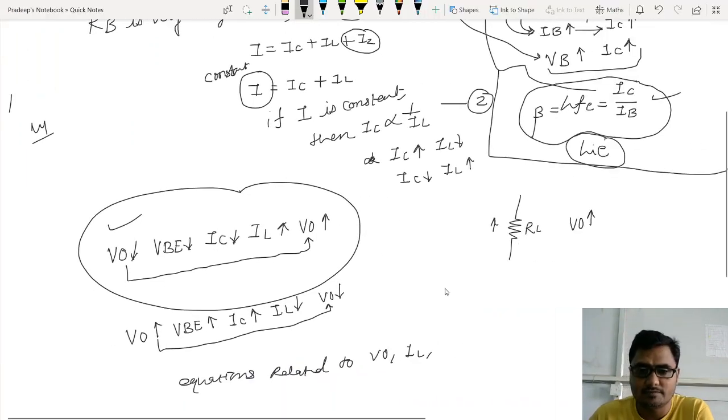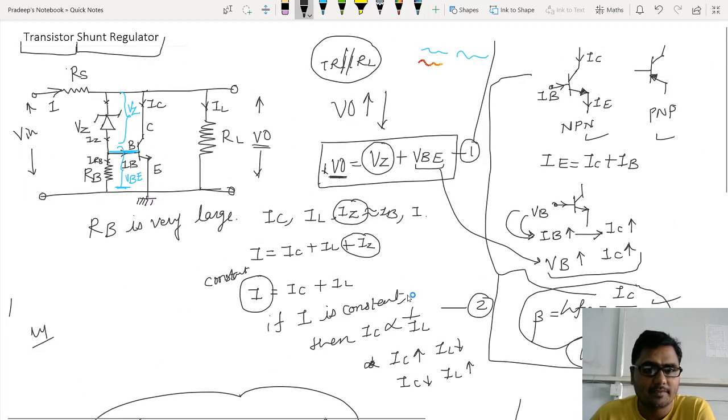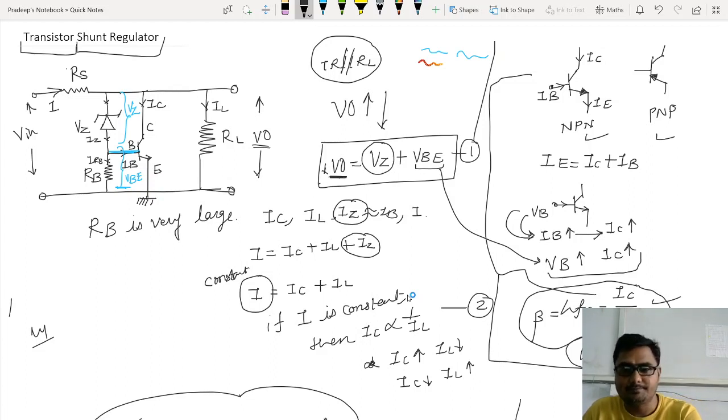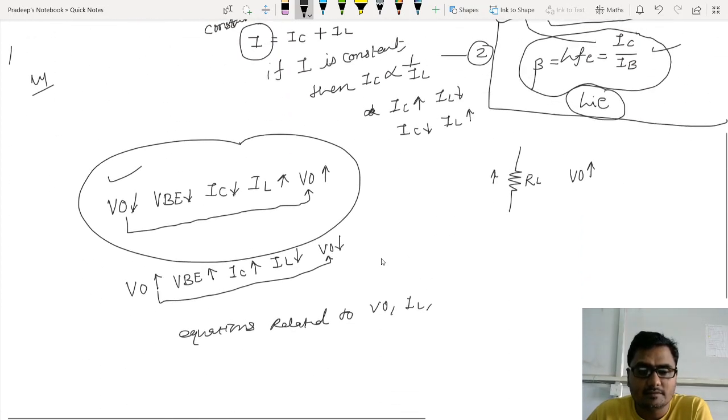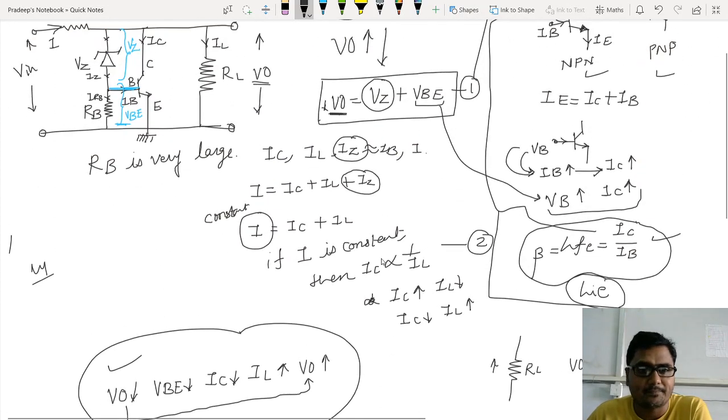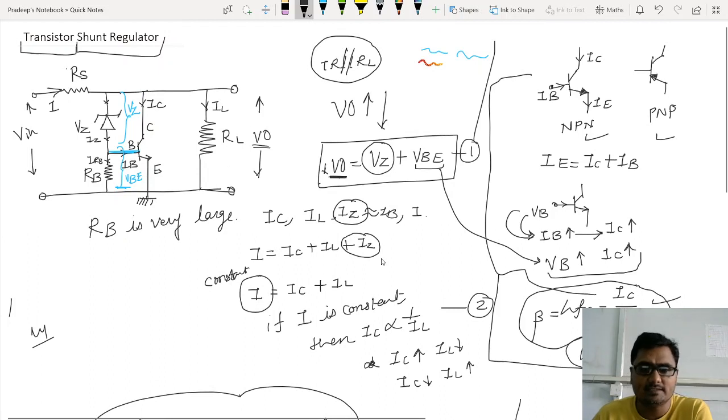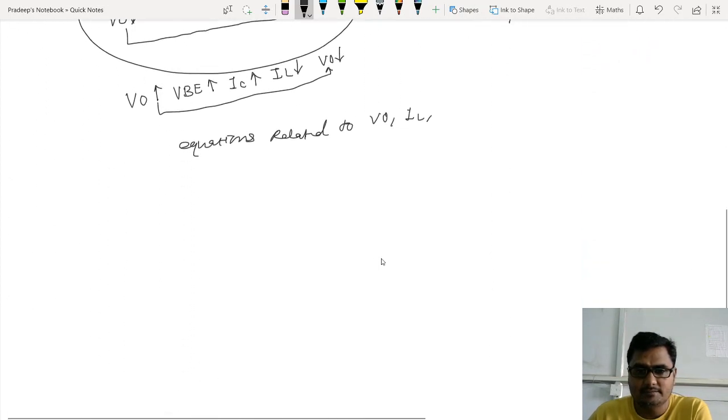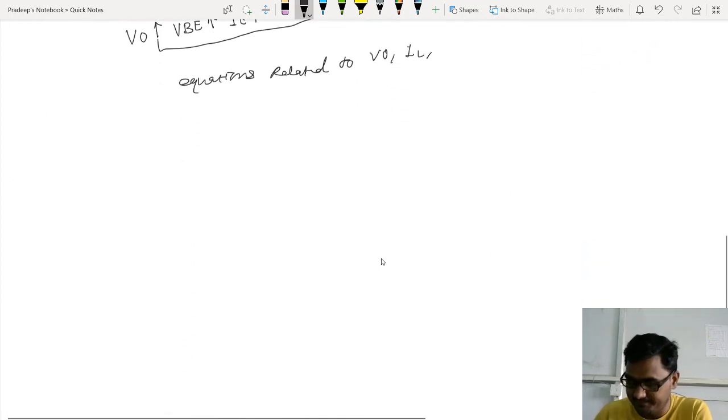So let's check what we had in last lecture. We started with the transistor shunt regulator, then we covered its working, how the output voltage is stabilized by this transistor shunt regulator. Now after that we have to analyze this, the transistor shunt regulator analysis.